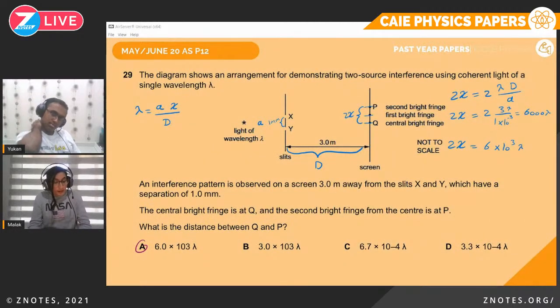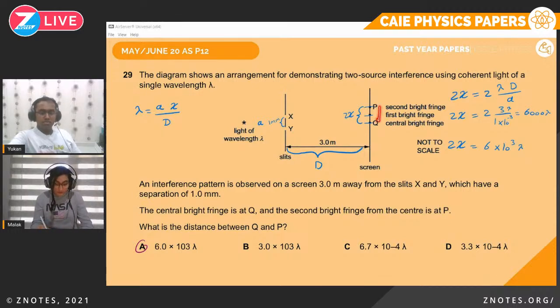29. The diagram shows an arrangement for demonstrating two-source interference using coherent light of a single wavelength lambda. An interference pattern is observed on a screen 3 meters away from the slits X and Y, which have a separation of 1 millimeter. The central bright fringe is at Q and the second bright fringe is from the center at P. What is the distance between P and Q?